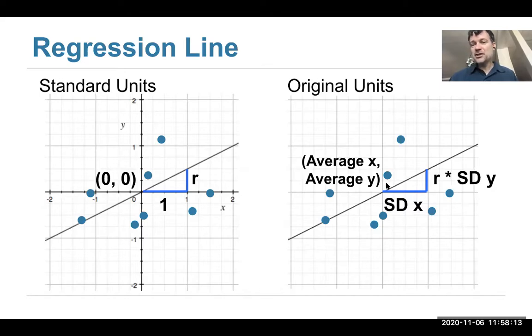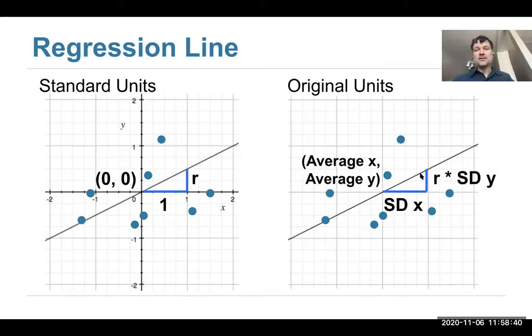The regression line will still go through the center, but now where's the center? It's not at 0, 0 in the original units. In original units, the center corresponds to the mean of x and the mean of y. So the line goes through that point with the mean of x and the mean of y as its coordinates. And it has some slope. And what's the slope?